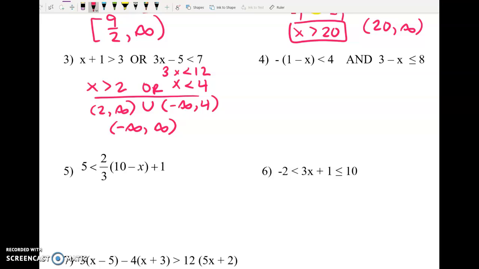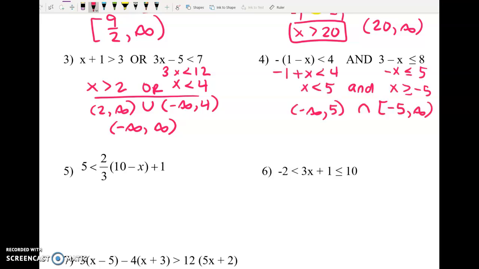All right, number 4, take a minute and solve each individual inequality here. Be careful of the negative sign and flipping the inequality. And then we will talk about and. Be careful of negative signs for this one right here.